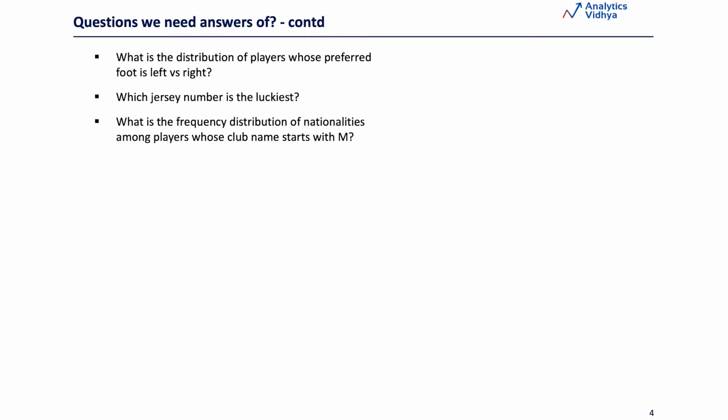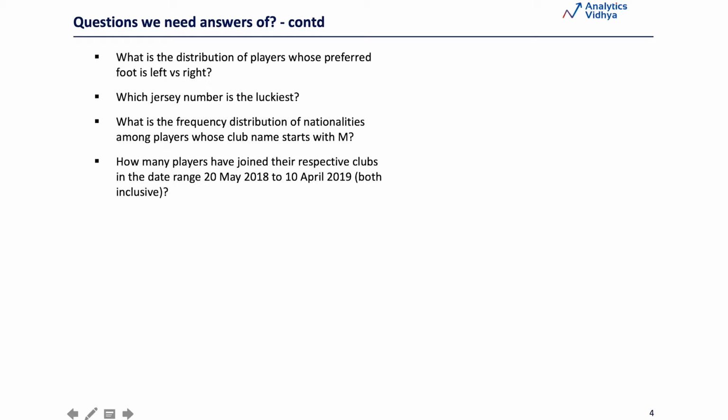The next one is how many players have joined their respective clubs in the date range 20 May 2018 to 10th April 2019, both inclusive. So now a lot of times it happens that you have dates in the database and you are trying to figure out some timeline related thing. So here I am trying to filter out all the players who have joined their respective clubs in this particular date range.